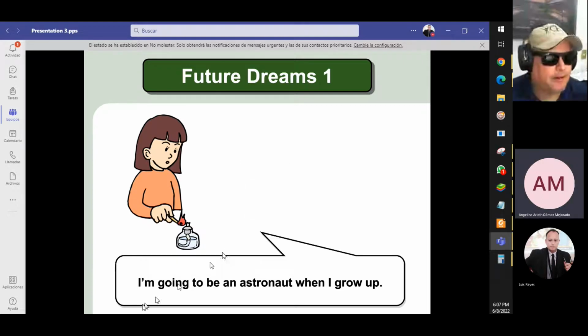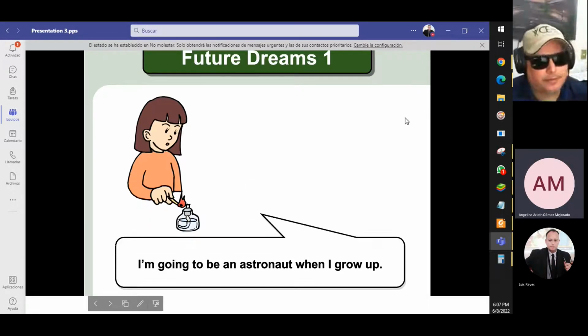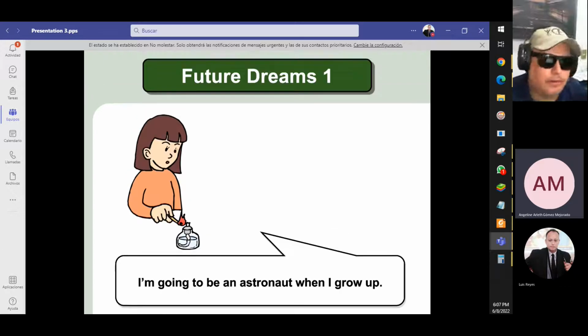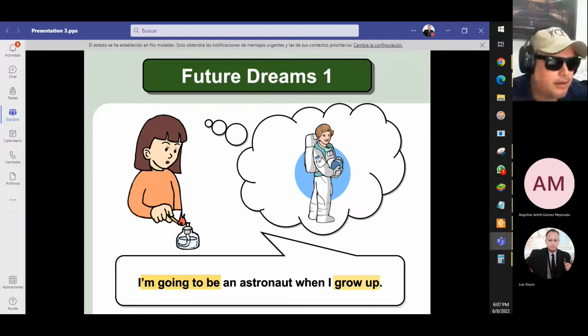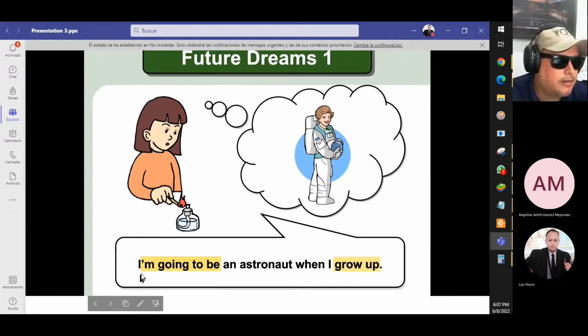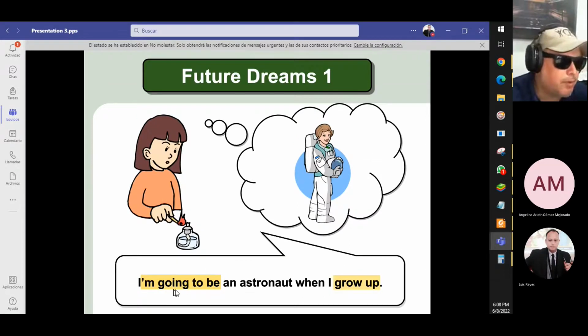Okay. I am going to be an astronaut when I grow up. Excellent. I'm going to be an astronaut when I grow up. Vemos aquí, dice I'm going to be, el am, el going to, y luego la forma va a ser el verbo ser. Be, I'm going to be. Be what? Be an astronaut. ¿Cuándo? When I grow up. Tenemos dos frases diferentes. Ahorita vamos a estar hablando de esas dos.